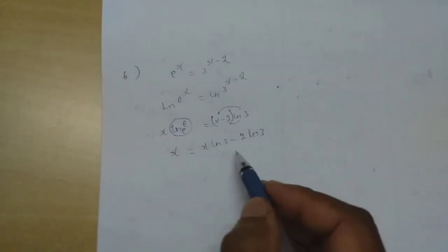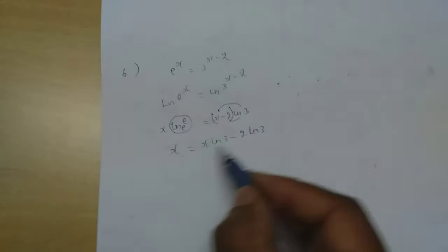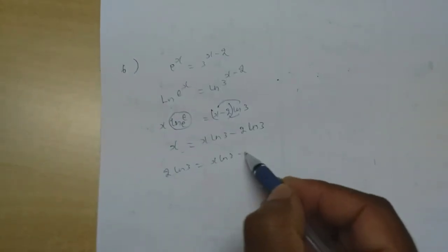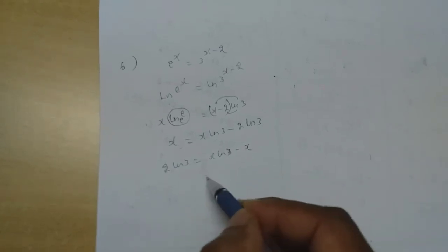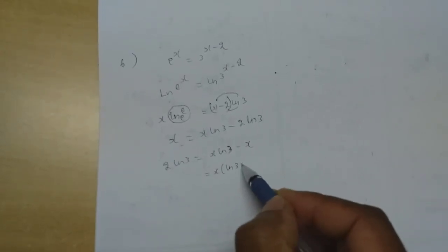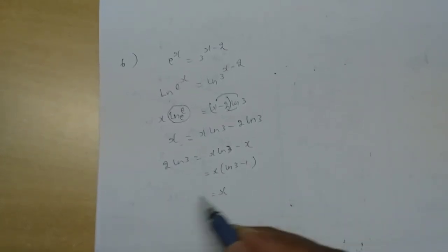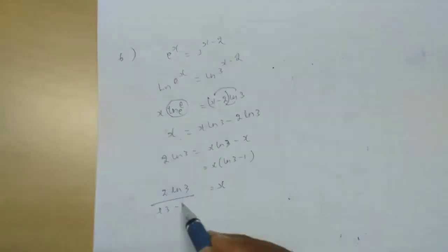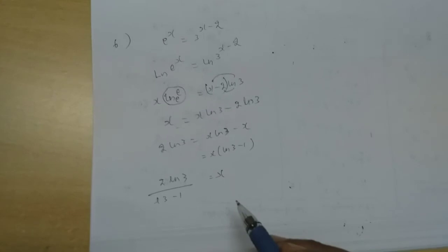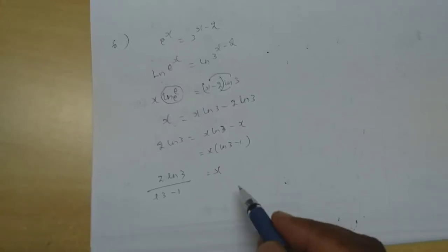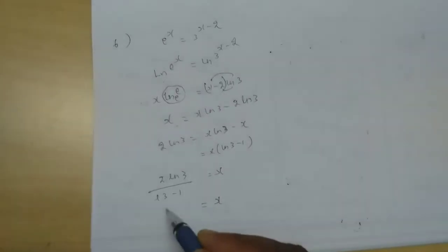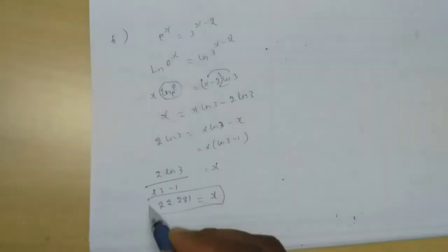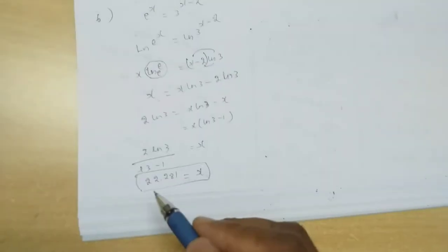You want x, so all x terms one side. This comes here, this goes here. So 2 ln 3 = x ln 3 − x. Take x common. So I get ln 3 − 1. So my x value is 2 ln 3 / (ln 3 − 1). Okay, so which I will get is 22.281 is my answer. Are we clear with this?